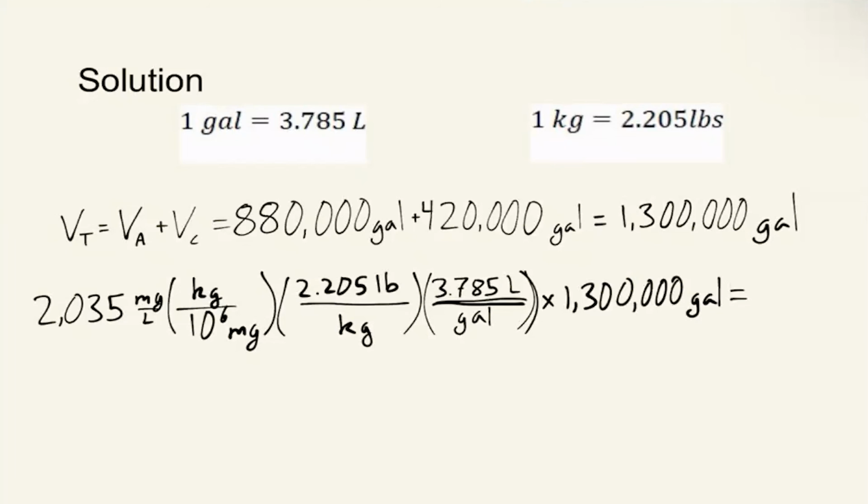So I'm going to go ahead and cancel these out. Milligrams cancels out milligrams. Kilograms cancels out kilograms. We're going to leave pounds alone because that's what we want to end with. Liters cancels out liters. Gallons cancels out gallons. And when we multiply this across, we get 22,079.1 pounds.